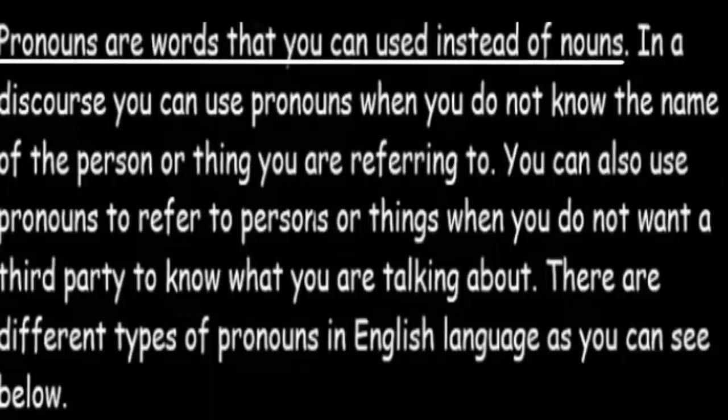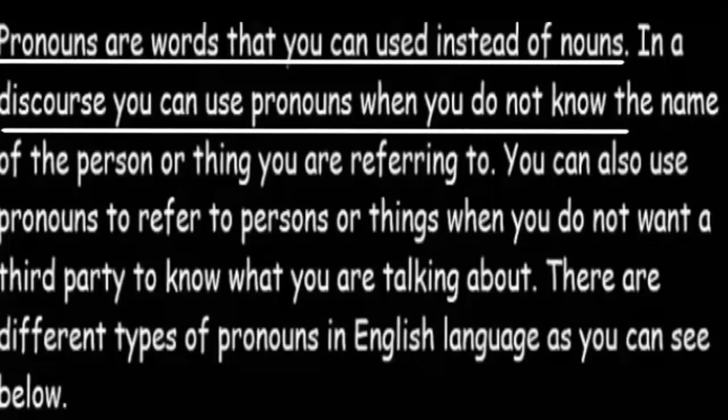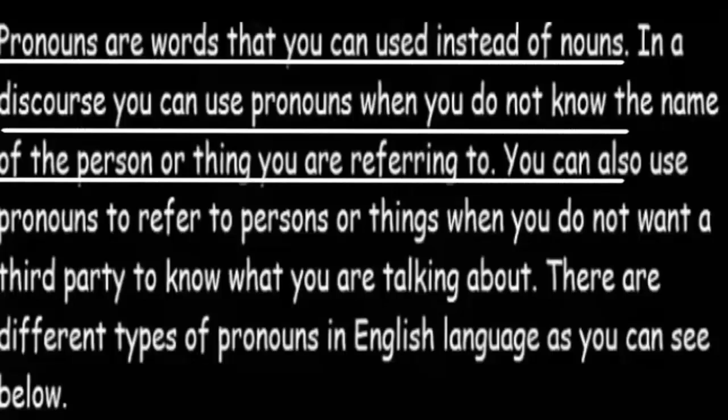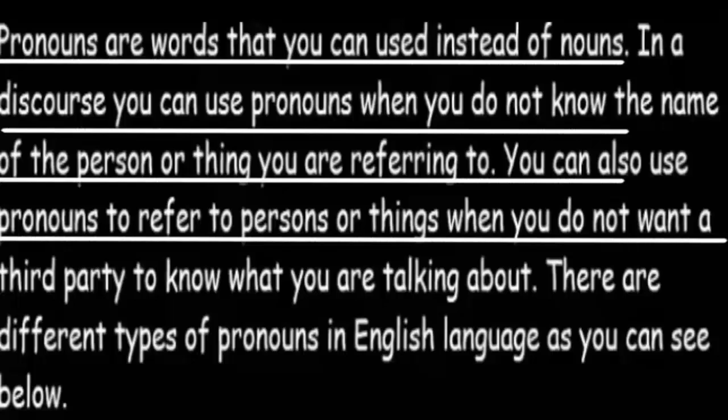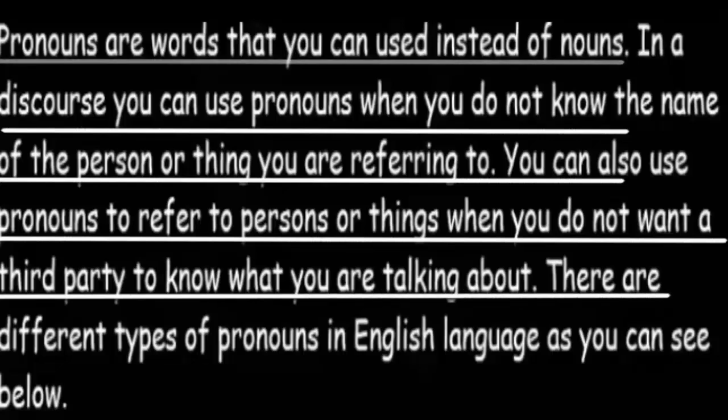In a discourse, I showed you an example in the course of explaining what a pronoun is. In a sentence like "John is at home," we could have "He is at home." He, which is a pronoun, is used instead of John, the name John. So it takes the position of John. That is the function of a pronoun. That is what a pronoun does. When you do not know the name of the person or thing you are referring to, you can use pronouns. You can also use pronouns to refer to persons or things when you do not want a third party to know what you are talking about.